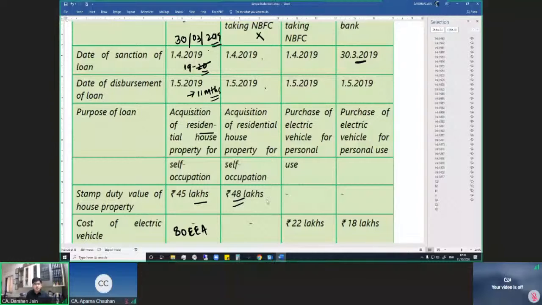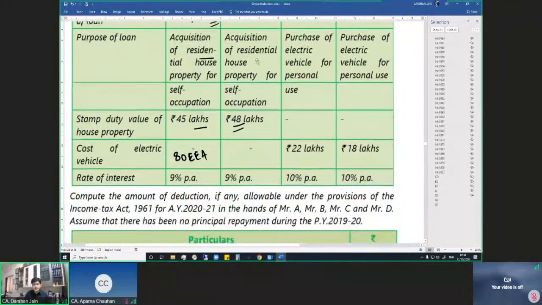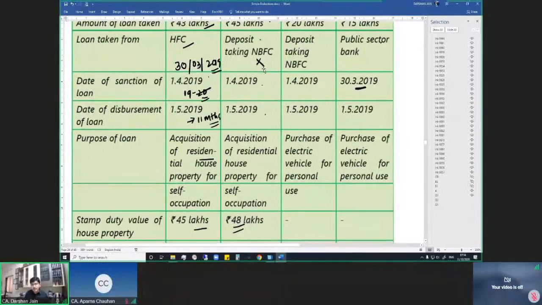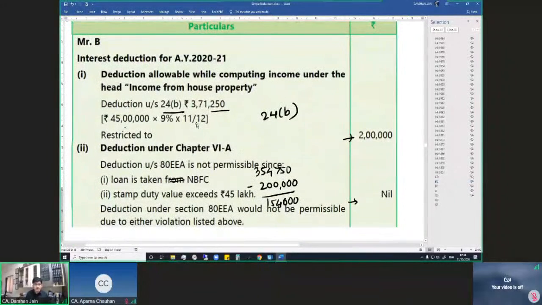Here the stamp duty value also doesn't qualify. The stamp duty value is 48 lakhs. So even if you would have taken it from a bank, we still would not have given him the deduction because the stamp duty value exceeded 45 lakh rupees. So 80EE is clearly not available in case of Mr. B. The maximum deduction would be 2 lakhs in his case. The maximum amount of deduction in case of Mr. B is going to be 2 lakhs. No deduction is available in respect of loan taken by him from an NBFC.